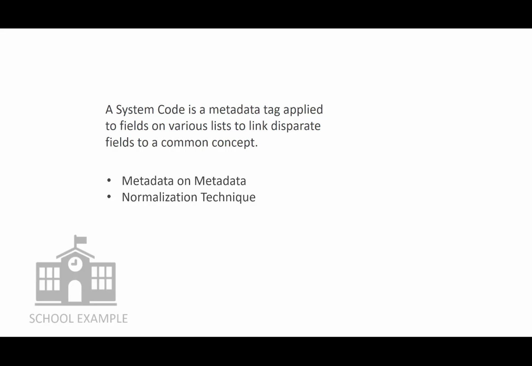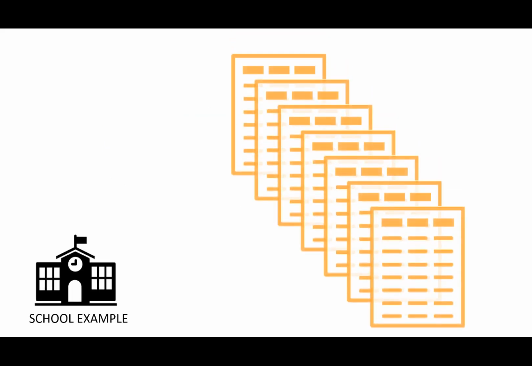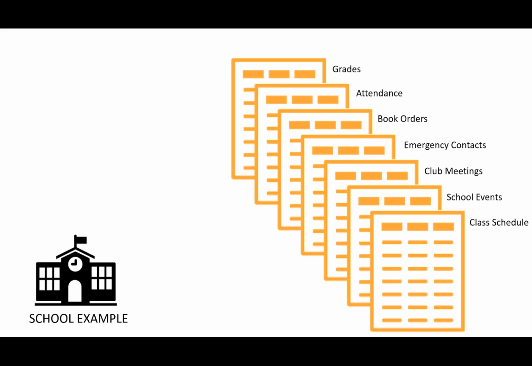For example, imagine that you're running a school. At the school, there's a whole bunch of things that show up on lists. It could be grades, or attendance, or book orders, or club meetings or events, so on and so forth. If we look carefully at those lists, we'll see that certain things show up on a lot of them.